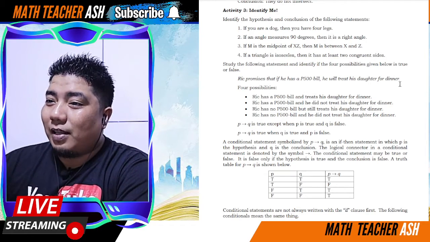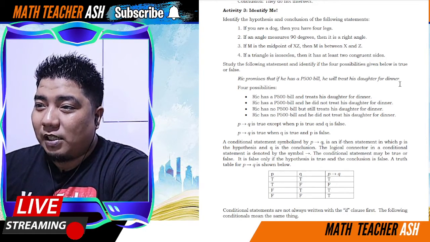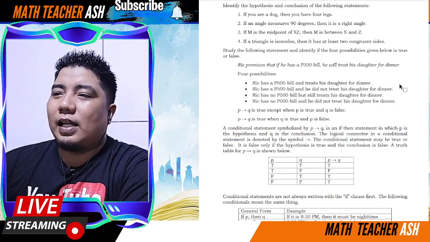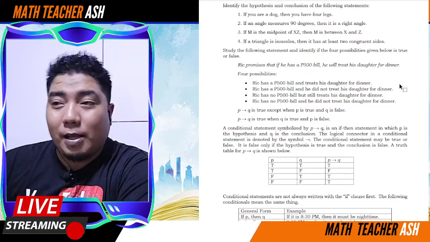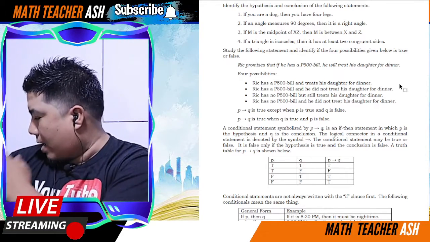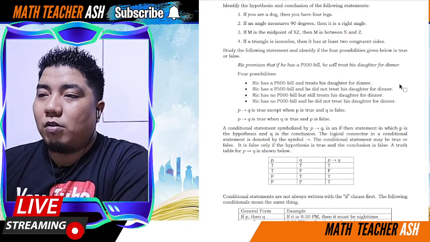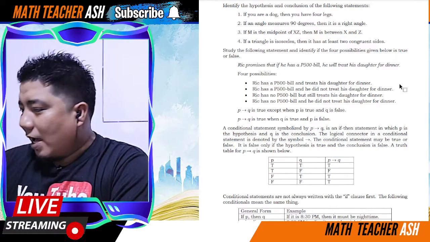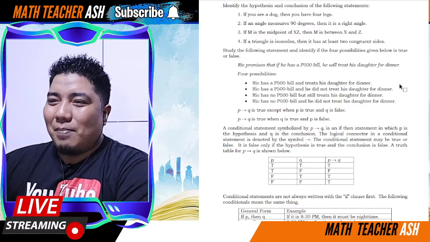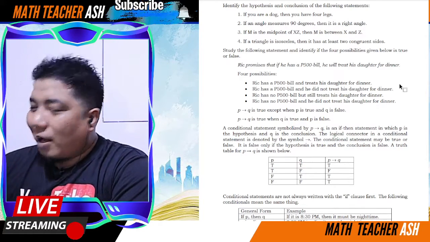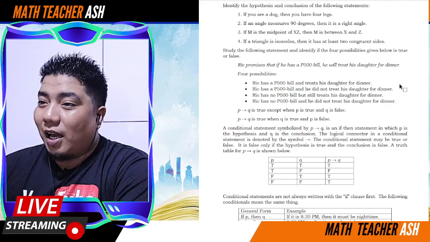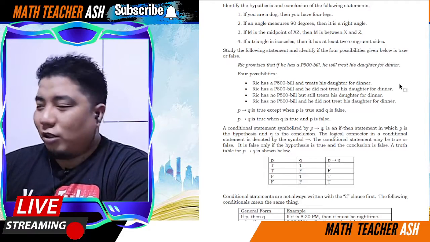Study the following statement and identify if the 4 possibilities given below are true or false. Rick promises that if he has a 500 peso bill, he will treat his daughter for dinner. Sa madaling salita, si Rick daw, if may 500 pesos, ililibre niya ang kanyang daughter for dinner.